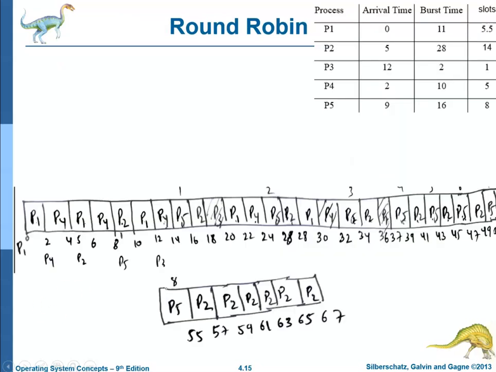So this is the Gantt chart for the given numerical. As you can see, it appears to be a bit more complicated compared to the other scheduling algorithms. You need to be a little cautious and vigilant while solving round robin in order to avoid any mistakes. As usual, the first step is to draw an empty Gantt chart and then plot the arrival time of the processes. P1 is arriving at time 0, P2 at time 5, P3 at time 12, P4 at time 2 and P5 at time 9.